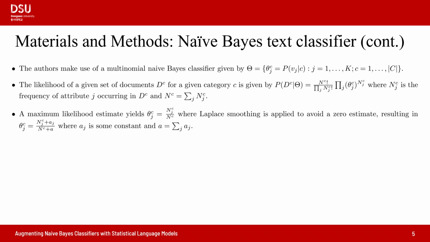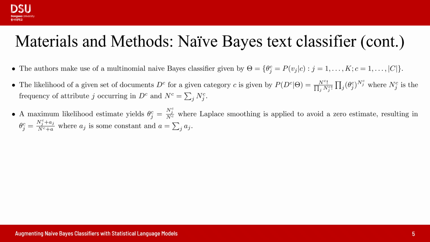product for j of n jc factorial times product of j theta jc to the power of n jc, where n j to the power c is the frequency of the attribute j occurring in d power c, and n power c is the summation over all j of n j power c.